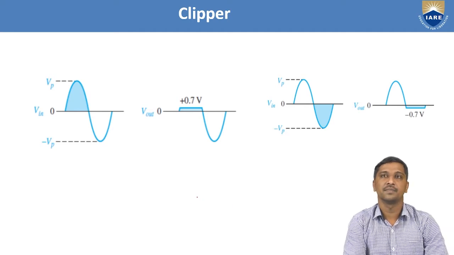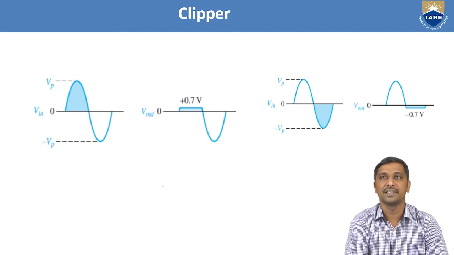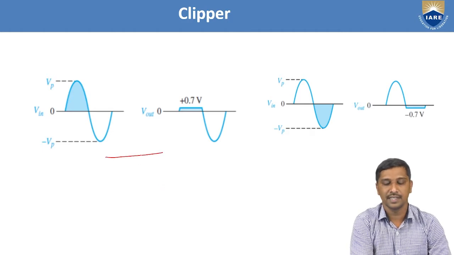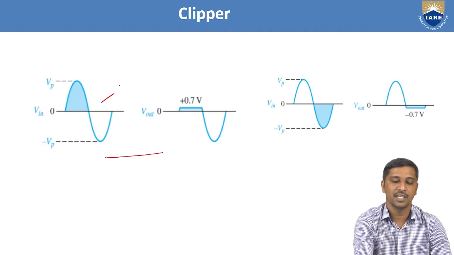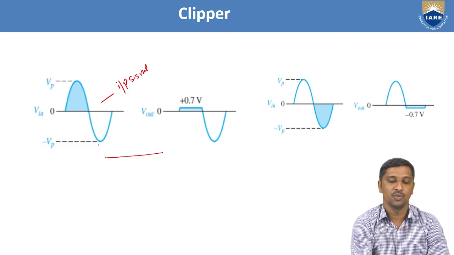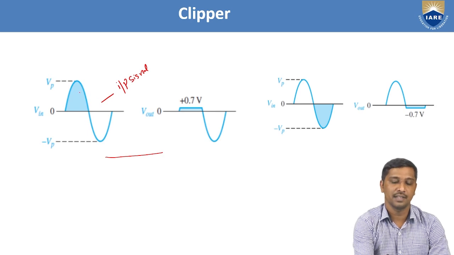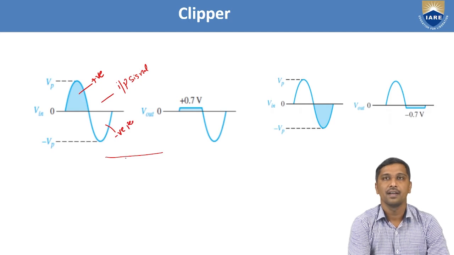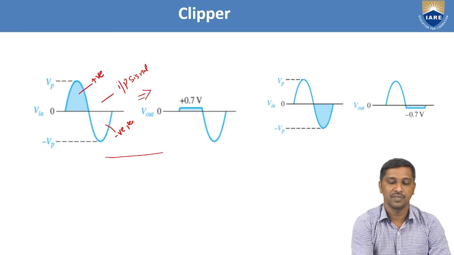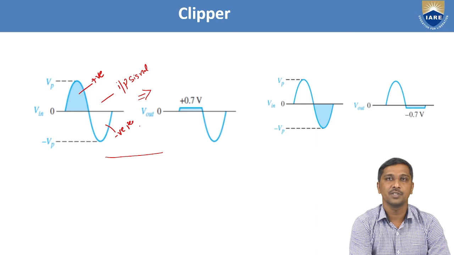Now, if you observe the graphical representations here, in the first case, this is our given input signal. This input signal contains both peaks: this is the positive peak, and here is the negative peak. Let us assume this type of input signal is passing through the clipper circuit, and it attenuates or limits the positive peak.